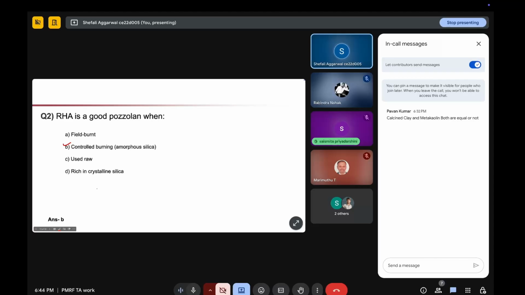Okay, your answer is correct. When it is controlled burning, then we can have a uniform structure of our ash, and it will behave as a good pozzolan in that case. Otherwise we will have different types of particles in it, and there are chances of it to agglomerate or not mix properly in the cementitious mix.